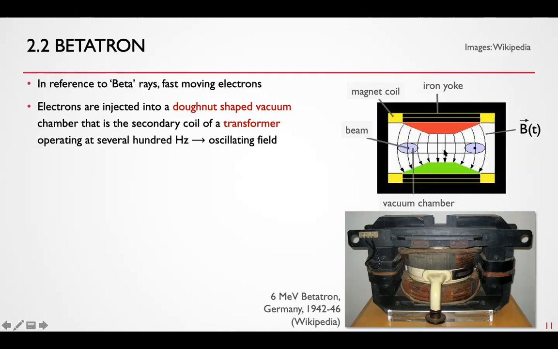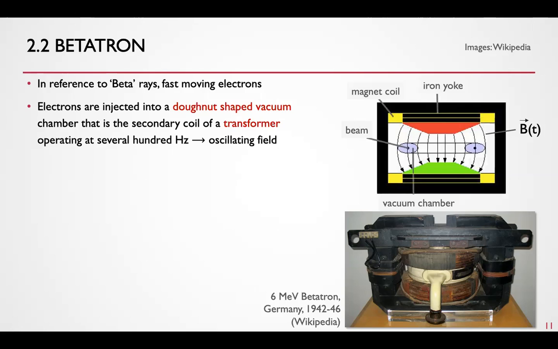Look at the sketch to the right. This is a magnet coil. There's a symmetry axis that's vertical. It has a donut-shaped vacuum. The electrons are injected into the donut-shaped vacuum here in a plane, I try to show this with my video, that's perpendicular to your screen. So here they are injected, and the magnetic coil is the secondary coil of a transformer that's operating at several hundred hertz.